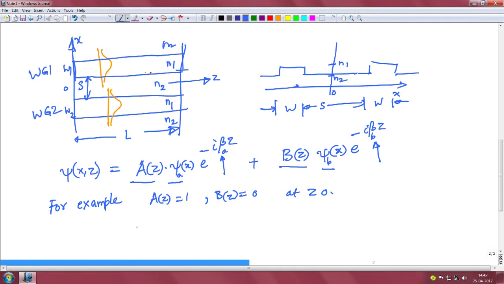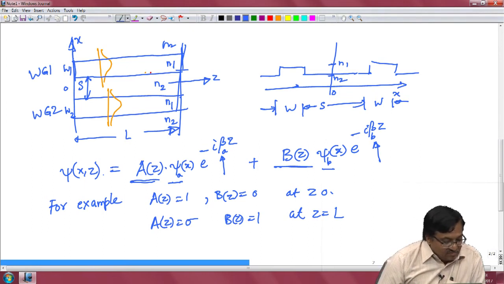Similarly, at the end of the waveguide, if A of z equals 0 and B of z equals 1 at z equal to L, it implies that the whole power has transferred into the second mode. So, the crux of the problem boils down to evaluating A of z and B of z. Since they are functions of z, the power is exchanged between the first waveguide and second waveguide, and we need to evaluate how they are exchanged.